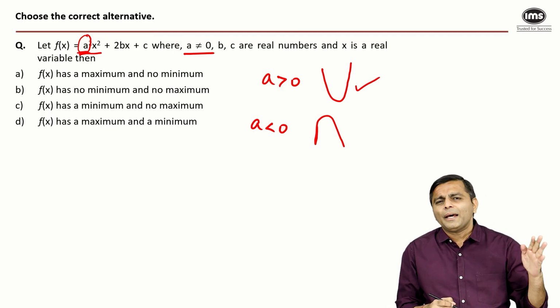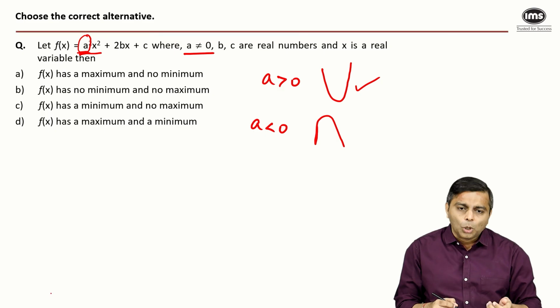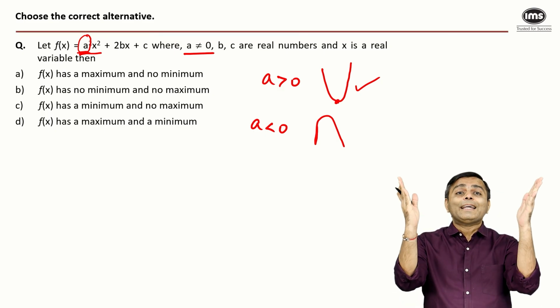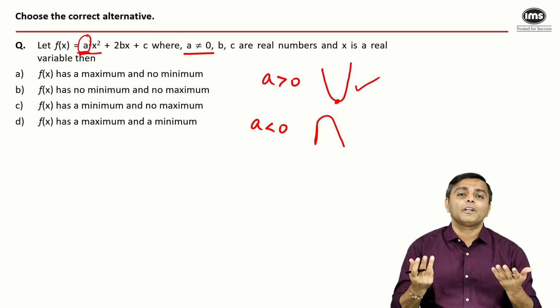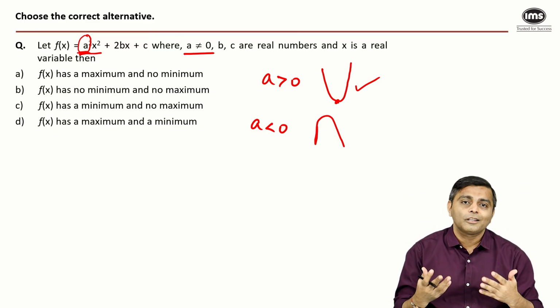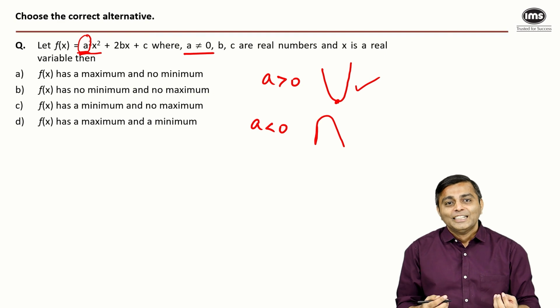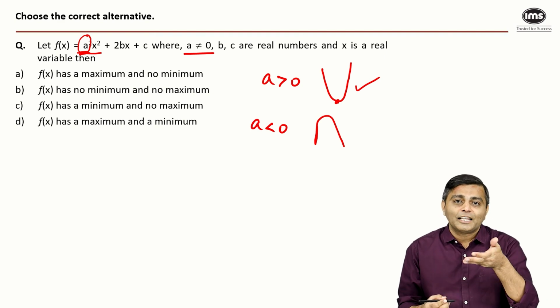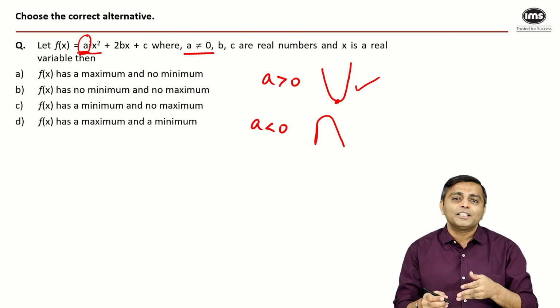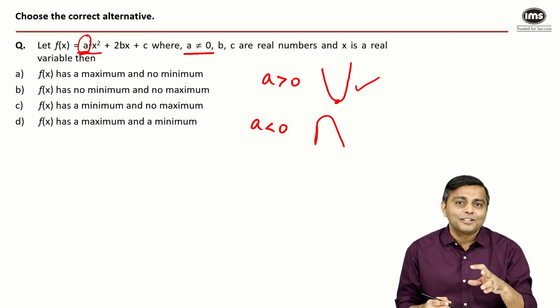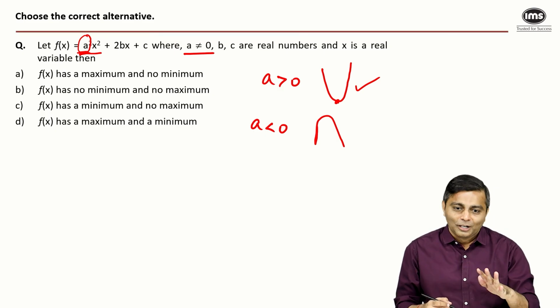For any parabola opening upwards, it is obvious that it will have a minimum and it extends infinitely in the upward direction, which means it won't have a maximum. As simple as this. Only because I had to explain this, I had to do these many things with my pen. Otherwise, this was a 10 to 15 second oral question without touching your pen.